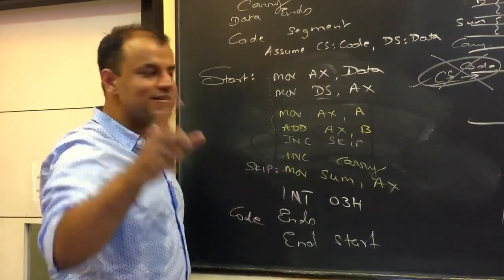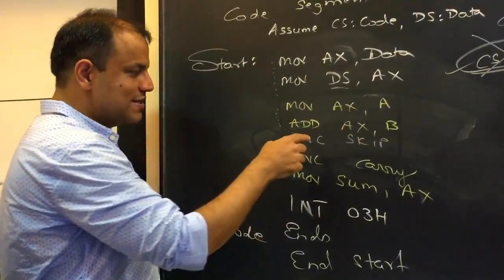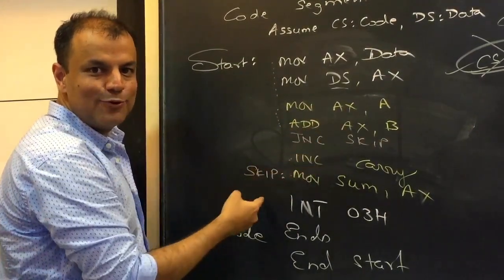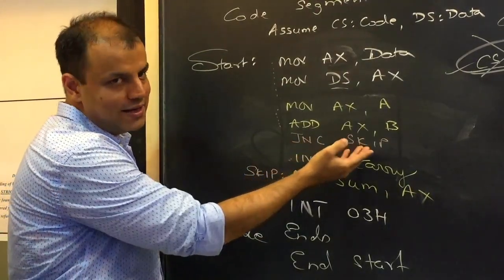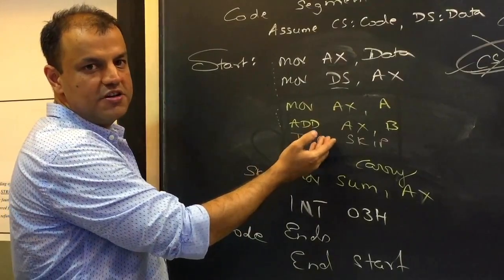Start can only be called start. Skip can be called whatever you want. Skip means we are jumping to skip. So if instead of skip I had called it down, I would have written J C down. If I had called it next, then I would have written J C next.